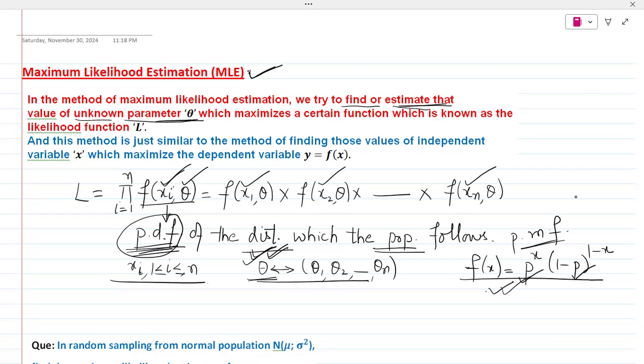Okay, so now here, what is our parameter theta here? The parameter theta here is only p. Okay, it means the parameter has only one component.